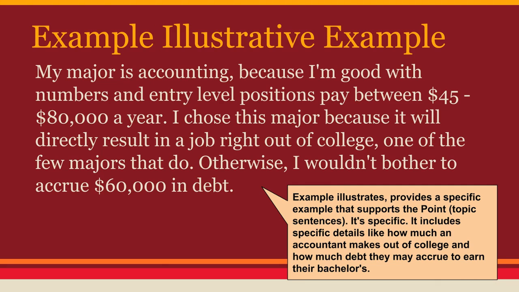It is specific. Note that the numbers are very specific, $45,000 to $80,000. Note how it's an entry-level position, okay? Not like a manager or something that takes training and time at a job to be able to get. They reveal their major, and it's a specific major. It's accounting. It doesn't just say my major is math, right? It's too vague, right? We want to be more specific. They are even more specific on how much debt they probably will accrue, right, over time. So it includes specific details like how much an accountant makes out of college and how much debt they may accrue to earn their bachelor's degree.